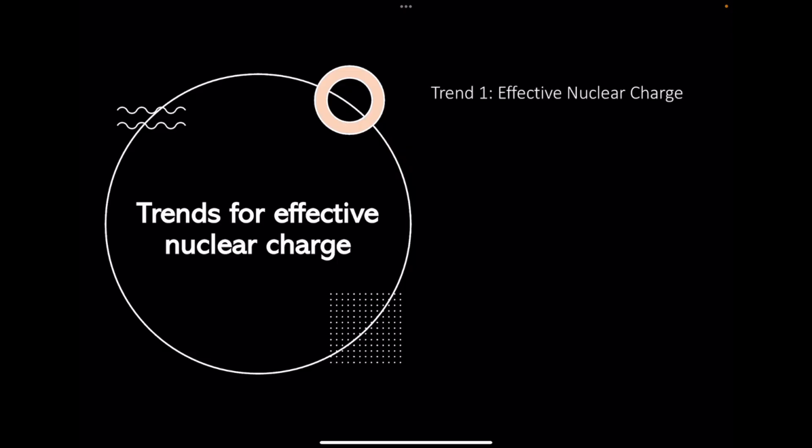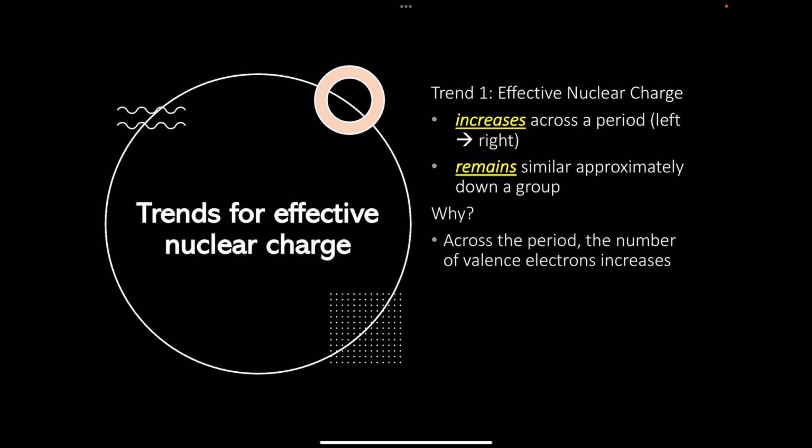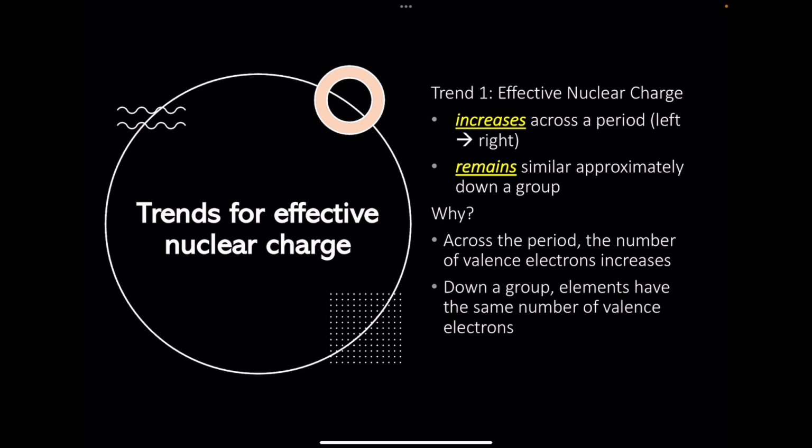Trends for effective nuclear charge. It increases across a period left to right, but remains approximately similar down a group. Now you'd ask why? Because across the period, the number of valence electrons increases, so effective nuclear charge will increase. But down a group, elements have the same number of valence electrons, and therefore the effective nuclear charge will remain similar.